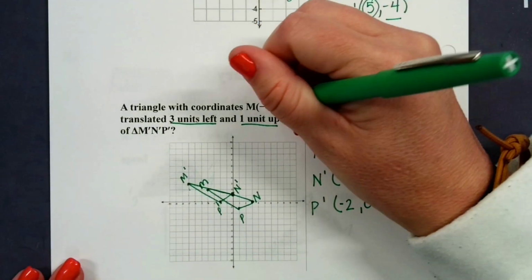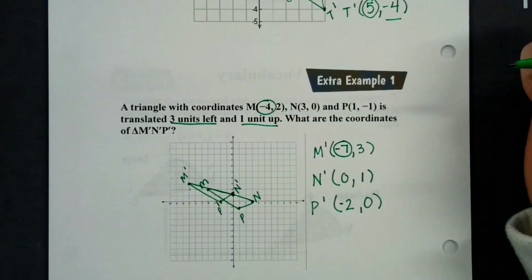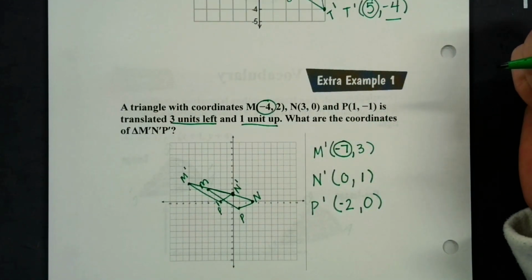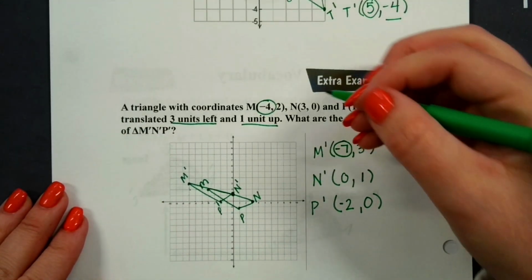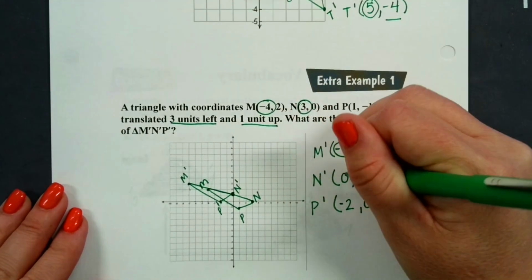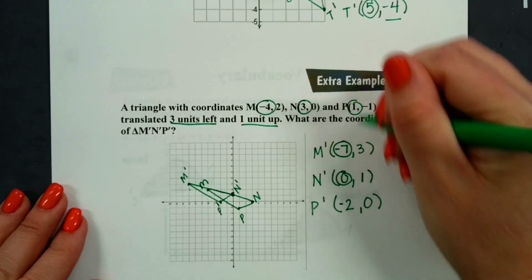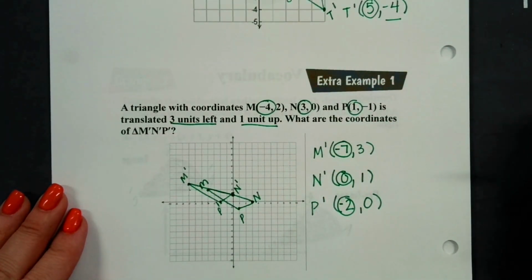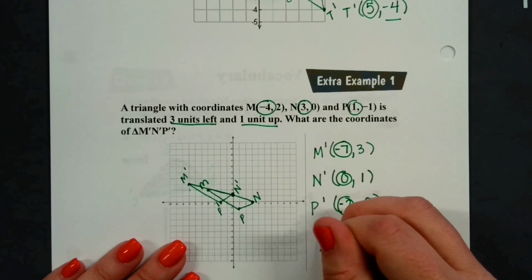So let's look. How did I get from negative 4 to negative 7? Not a trick question. Minus 3. How did I get from 3 to 0? Minus 3. How did I get from 1 to negative 2? So all my x values I minused 3.